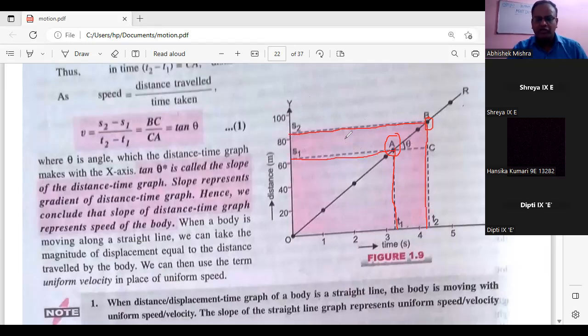Got it? Now, on the y-axis, where the lines meet, we name them S2 and S1. And on the x-axis, we call them T1 and T2. Is this clear to all? Please give me the reply through the chat box.